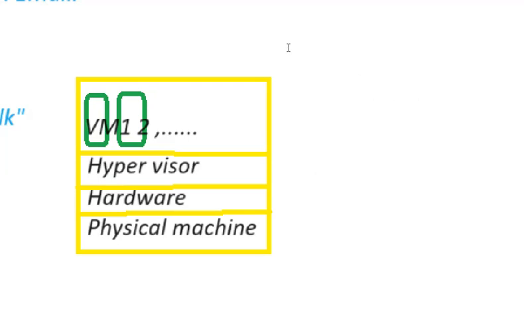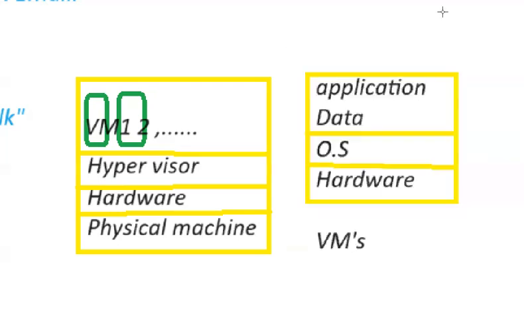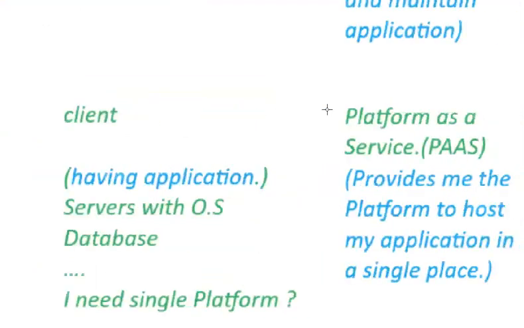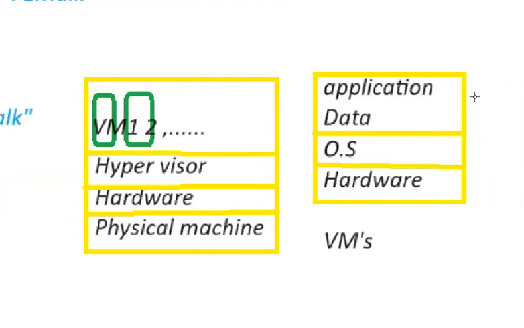In a VM, these are the things which are present, right? Now, let us see what the cloud provider, nothing but AWS, is responsible for, and what we are responsible for in the platform as a service model. Let us see what we are responsible for and what the cloud provider is responsible for in this platform as a service.